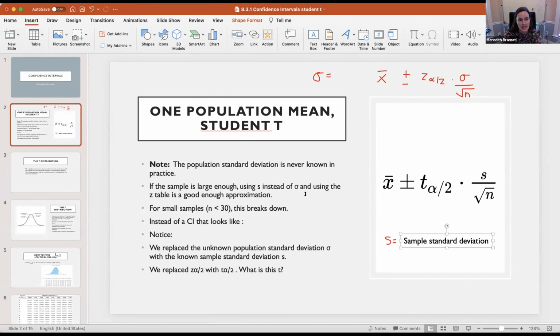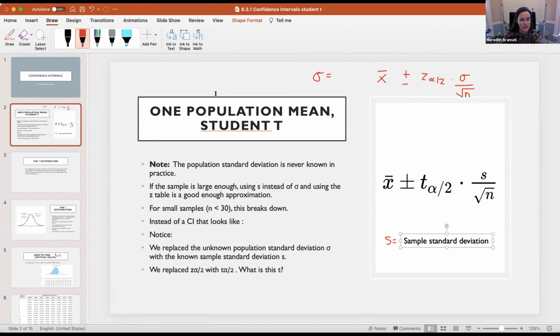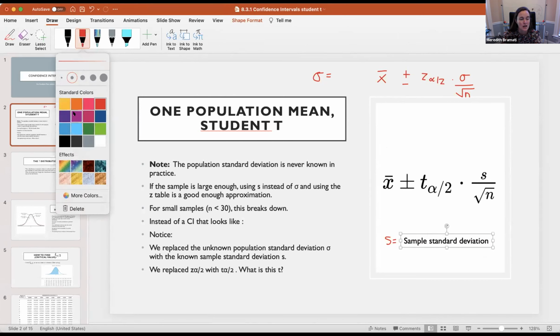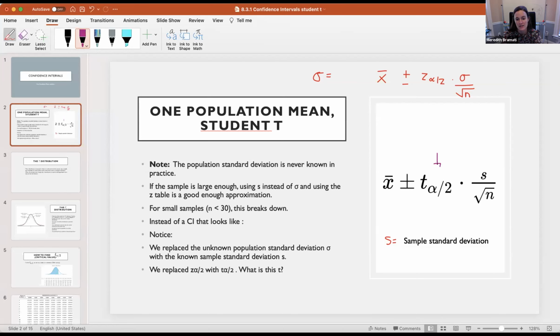There is not a handy dandy wonderful chart for T alpha. I'm sorry, there just isn't. Well, there is a chart, but not one that's as convenient as the Z alpha. So we're going to find the T alpha 2 with invert T in the calculator. This is the sample standard deviation. n is the sample size, and x bar, which is the sample mean, are still going to be given in the problem. So the only thing that's changing is we're finding a T alpha 2 now, and we are putting in the sample standard deviation instead of the population.